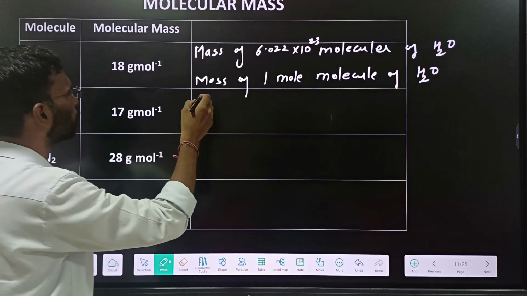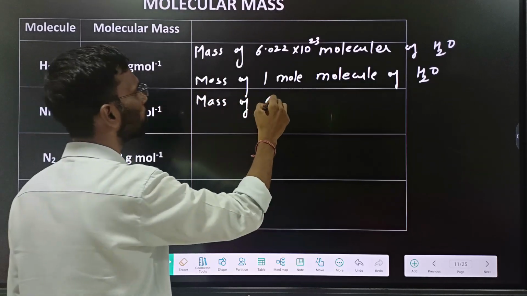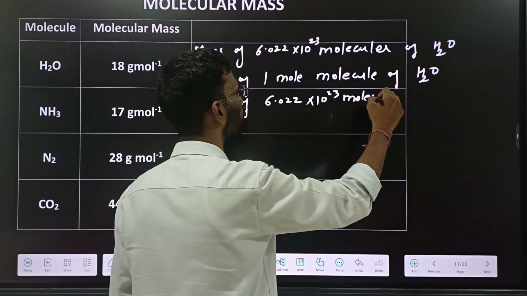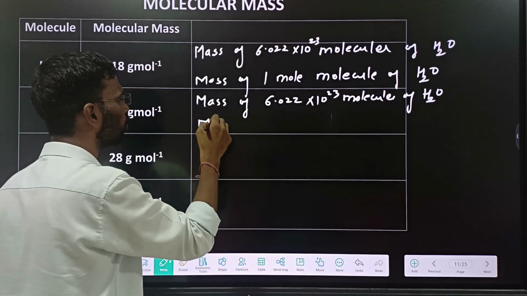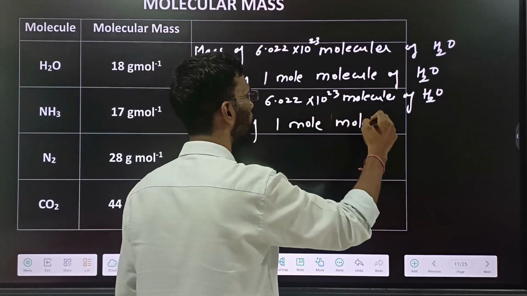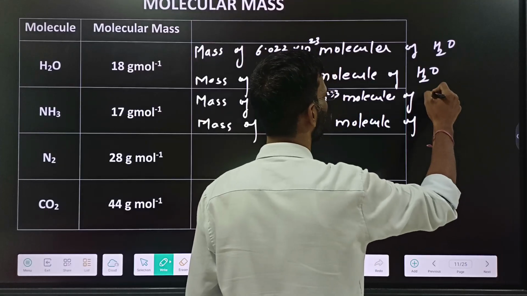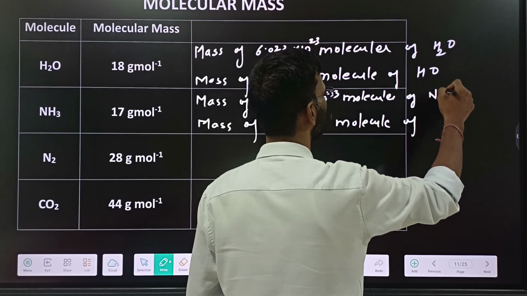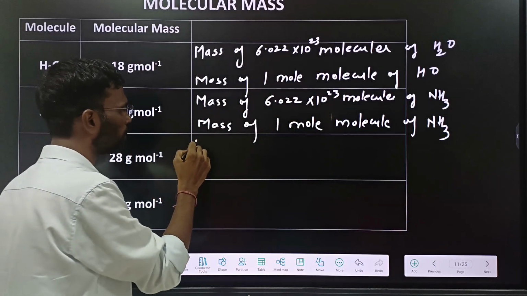Ammonia 17 grams per mole means what? It is a mass of 6.022 into 10 raised to 23 molecules of, sorry, ammonia, not H2O, ammonia, NH3. Or I can write, it is a mass of 1 mole molecule of ammonia, NH3. Again, this is mass of what?